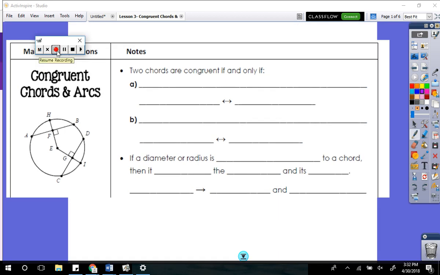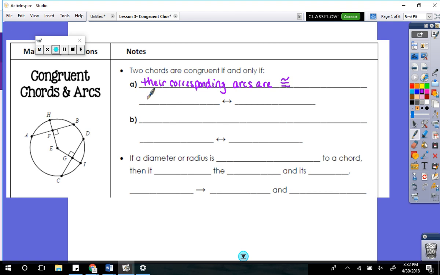Alright, so we're going to discuss congruent chords and arcs. We're going to use this picture here to fill in our notes. Two chords are congruent if and only if their corresponding arcs are congruent. Remember the equal sign with the squiggly means congruent, and hopefully you remember that congruent means equal, the same.